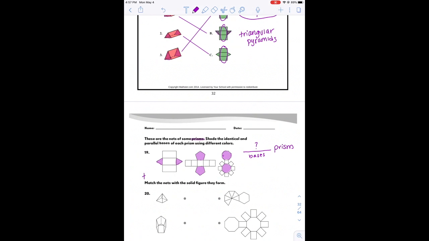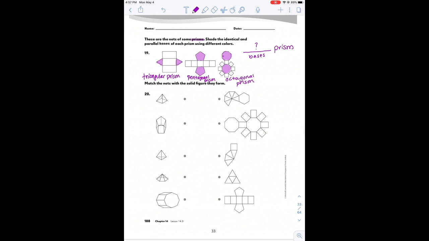19 would be triangular prism, because the sides that aren't rectangles are triangles in the first one. The second one would be pentagonal prism, because the sides that aren't rectangles are pentagons. And the third one would be octagonal prism. The sides that aren't rectangles are octagons. So that's how you come up with the name.